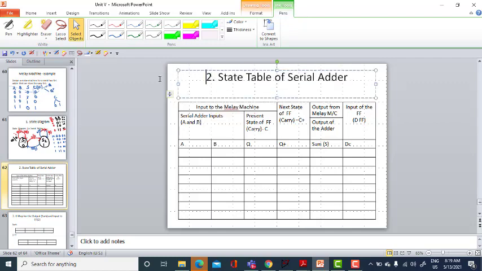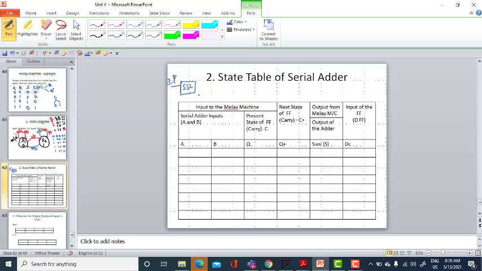So for your reference, let me simply draw. You will be having a circuit. That is your synchronous sequential circuit, an example of a Mealy circuit. You will be having input and you will be having a memory element that will be fed here as a present state. You will be having output and you will be having the next state. This is how your Mealy machine model will be, the generic model.